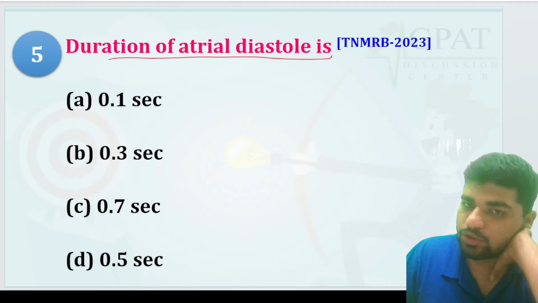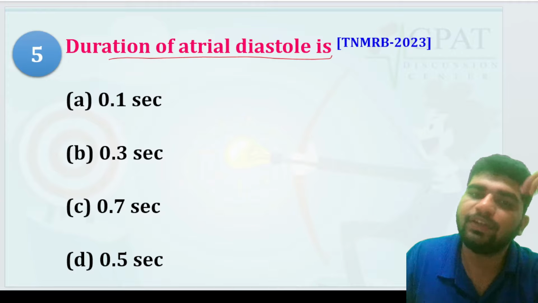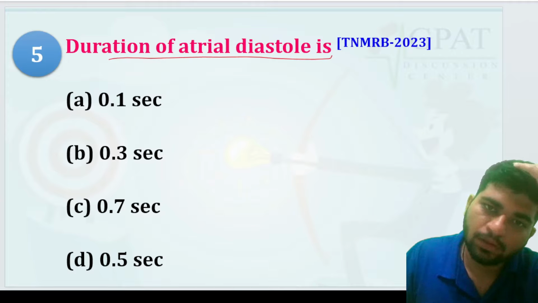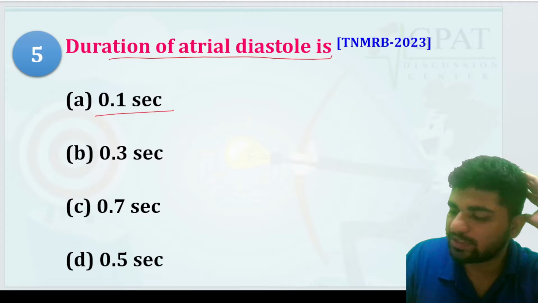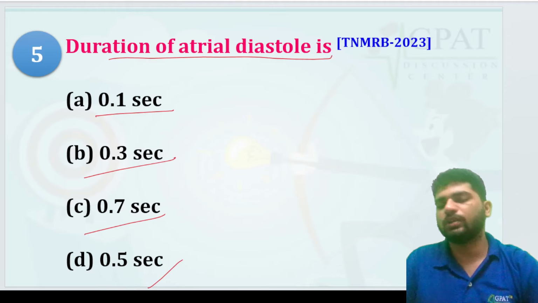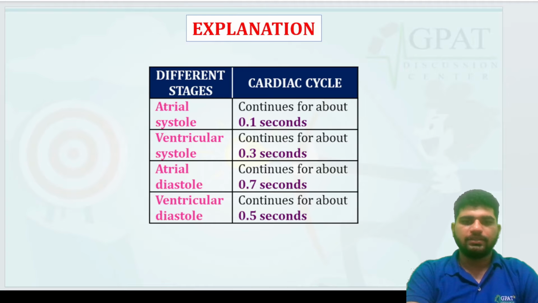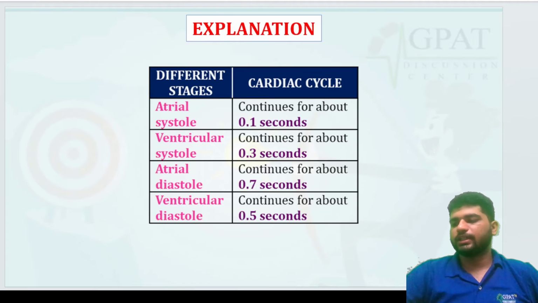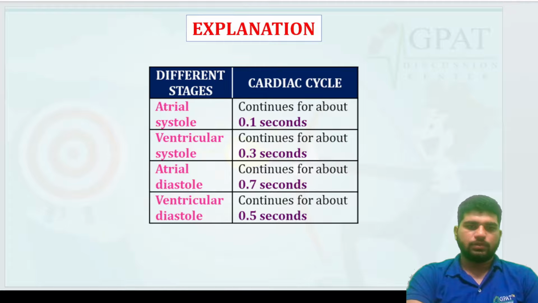Duration of atrial diastole, that is the filling of the atrial chamber: 0.1 second, 0.3 second, 0.7 second, or 0.5 second? It is around 0.7 seconds. Atrial systole continues for about 0.1 seconds, ventricular systole for 0.3 seconds, atrial diastole for 0.7 seconds, and ventricular diastole for 0.5 seconds.